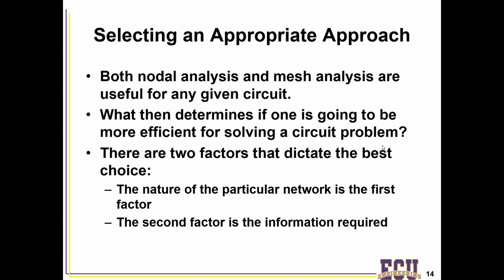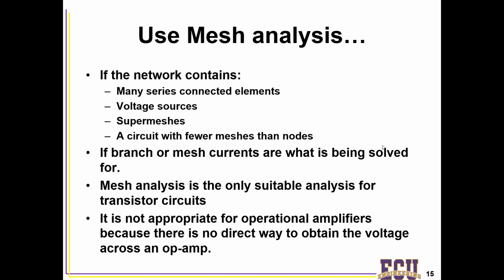So if you think about the information that's required, and the particular network of resistors, that helps you figure out which approach is best. In general, I would recommend using mesh analysis if the network has a lot of series connected elements, if it has voltage sources, and if it has super meshes, or if it has fewer meshes than nodes. If branch or mesh currents are what you're looking for, then that's when you want to use mesh analysis. If you're asked to find a current through a particular resistor, mesh analysis will give you that directly, or it can easily be found by finding a difference between two mesh currents.